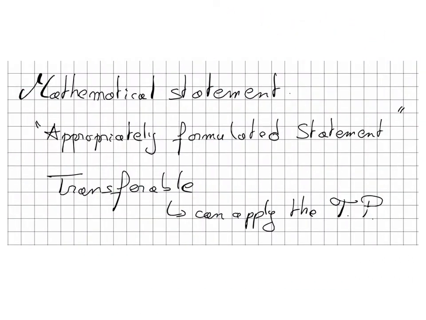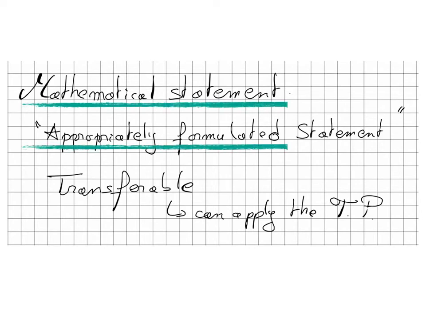A mathematical statement needs to be appropriately formulated if you want to apply the transfer principle on it. So you need to be able to write an LR sentence. That's basically what appropriately formulated means. Then it is transferable, meaning that you can apply the transfer principle.